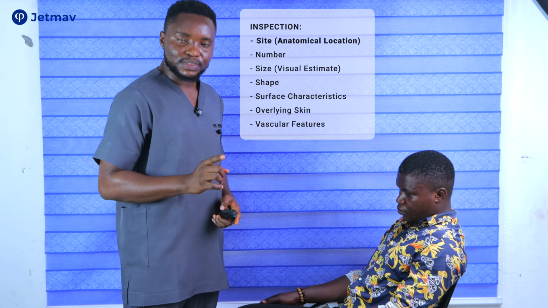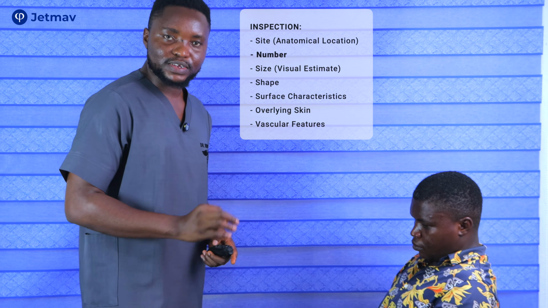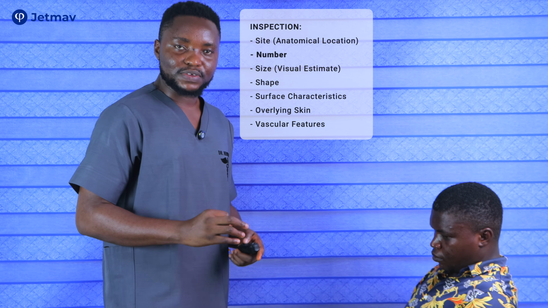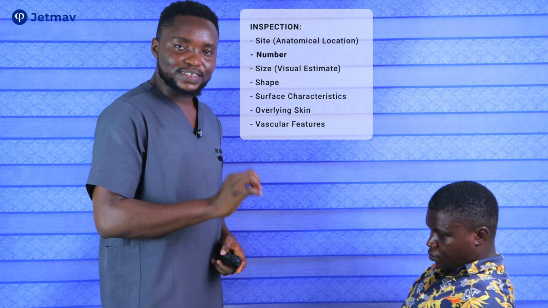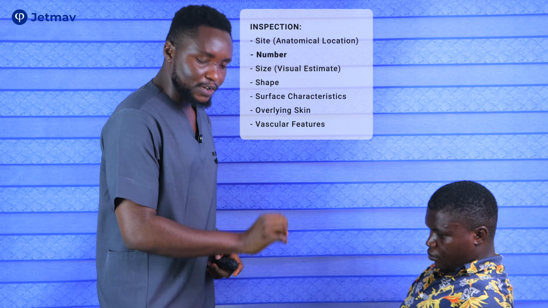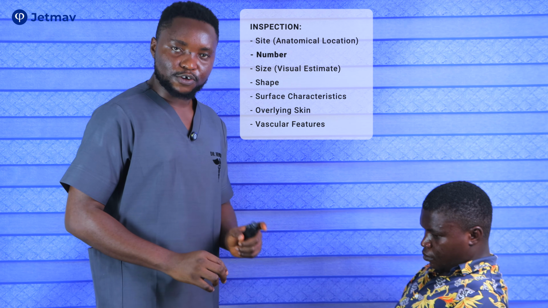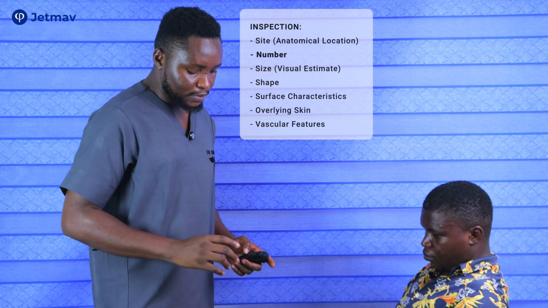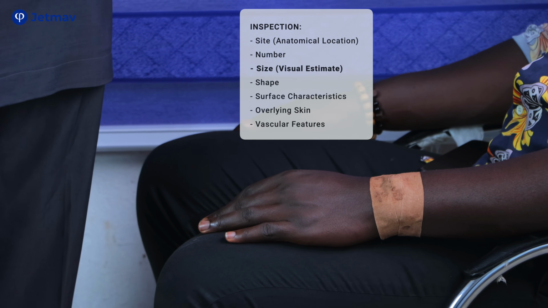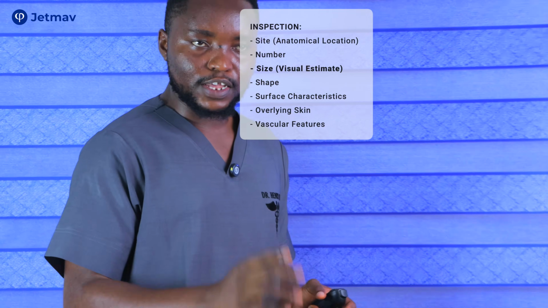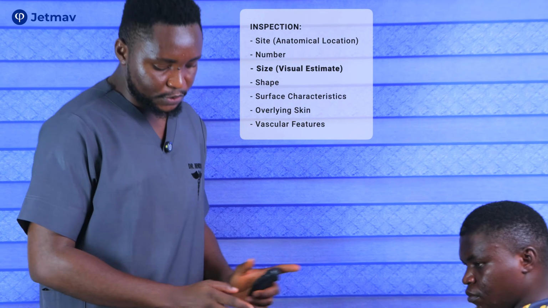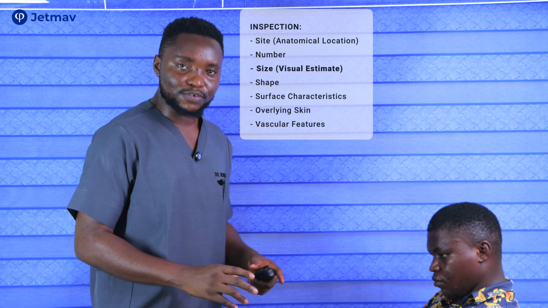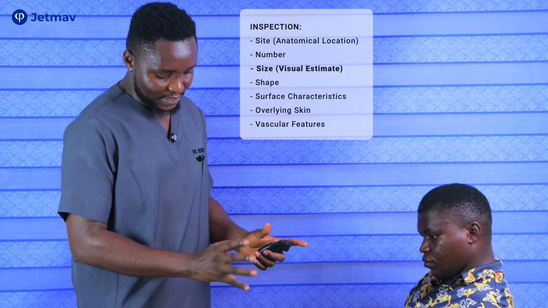After the site, the next thing you're going to note is the number of masses. So the mass can be single or it can be multiple. So this is a single isolated mass located over the dorsum of the left wrist. So it's a single mass. So we've noted the site and the number. The next is to visually try to estimate the size of the mass. But during palpation, we're going to use a tape to measure the mass. So just try to visually appreciate the size of the mass. You don't have to document, just visually try to estimate the size of the mass.